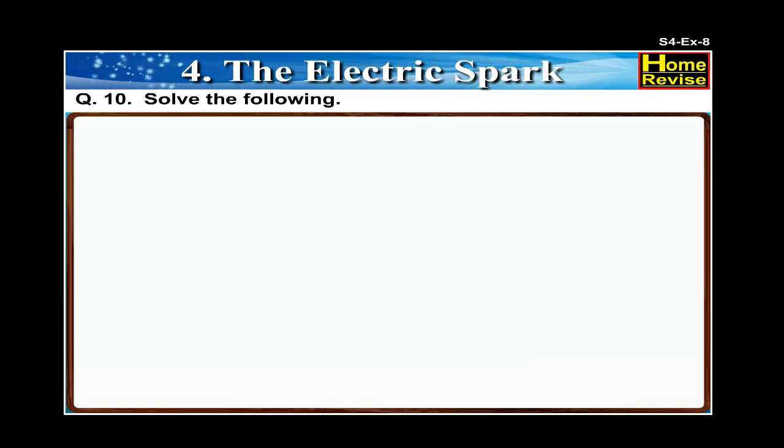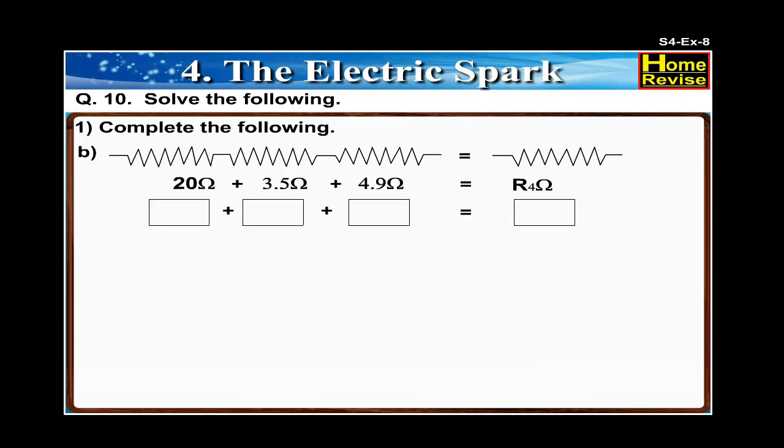Question 10. Solve the following. First, complete the following. A. 20 ohms plus 3.5 ohms plus 4.9 ohms is equal to Rs ohms.